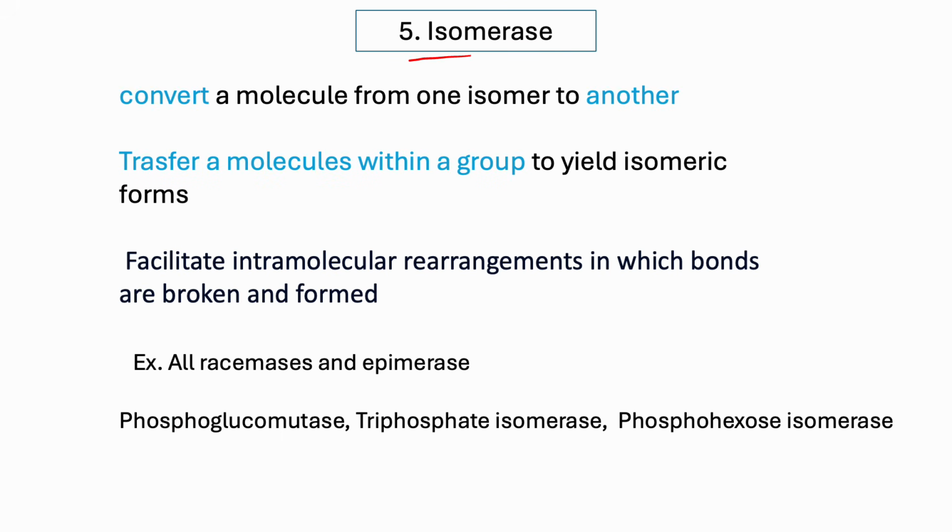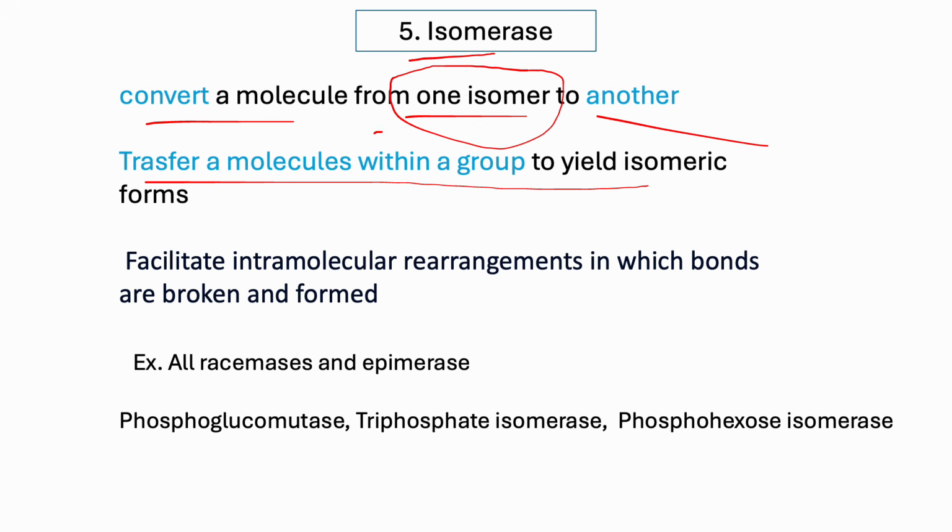Let's talk about isomerase. Isomerase, EC group number 5. They convert a molecule from one isomer to another. That's why this is called isomerase, and that is the transfer of a molecule within a group. Bear in mind, it will be within a group to yield an isomeric condition. And they also help to facilitate intramolecular rearrangement, in which bonds are broken and also formed.